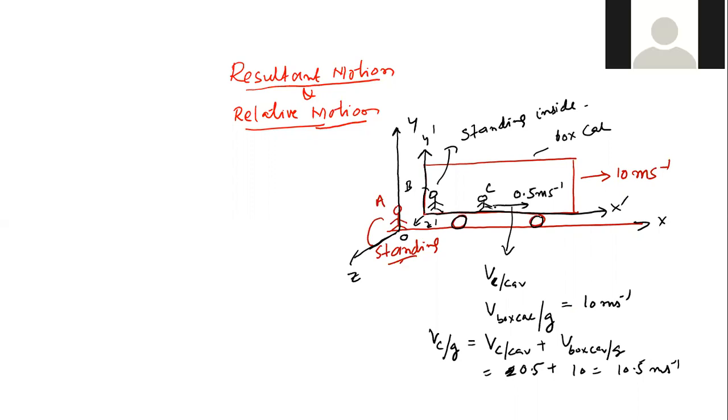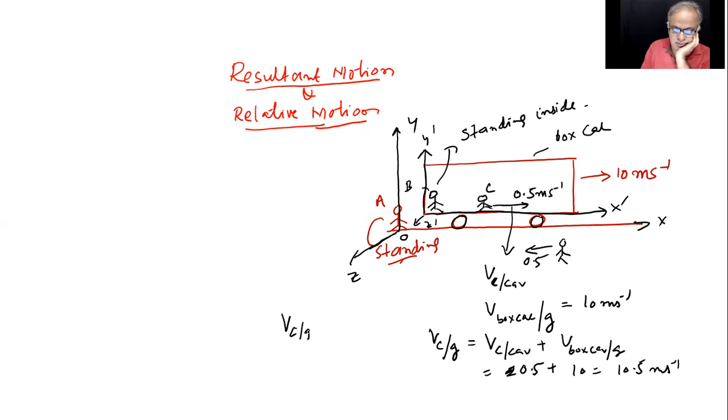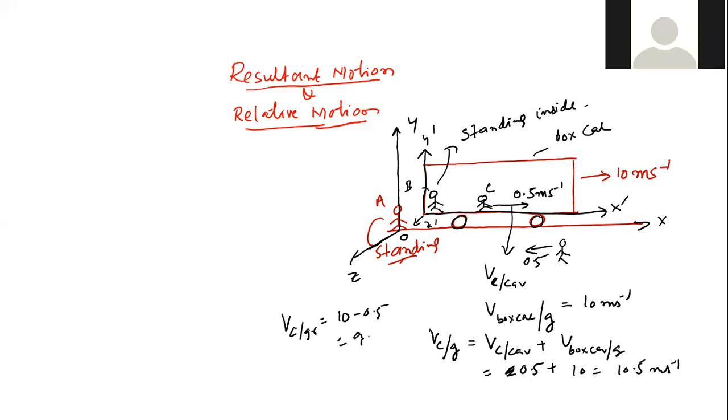Yes, sir. But supposing C was going in the opposite direction with the same 0.5. So in which case, velocity of C with respect to ground observer will be, tell me, 10 minus 0.5, 9.5 meters per second forward direction, right? Yes, sir. Right. So you should never say it is only the sum of these two velocities.